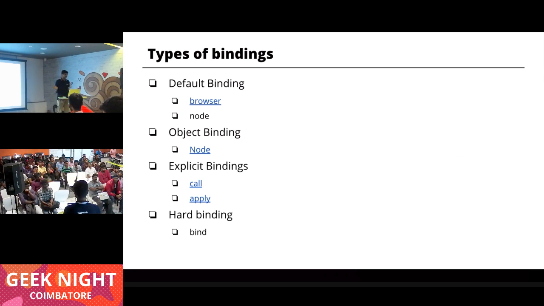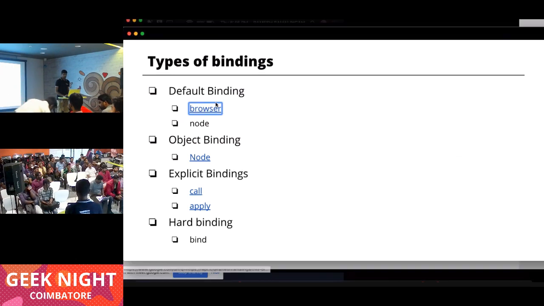The first one is default binding, which we get by default. We are not doing anything at all, and you are getting something in this. That is default binding. The next one is object binding, which is what you have in all the other languages. The next one is explicit binding. You can bind explicitly using call or apply. Another one is hard binding, which you can achieve with bind. And another binding is created when you use new against your function. Okay, let's see how this works.